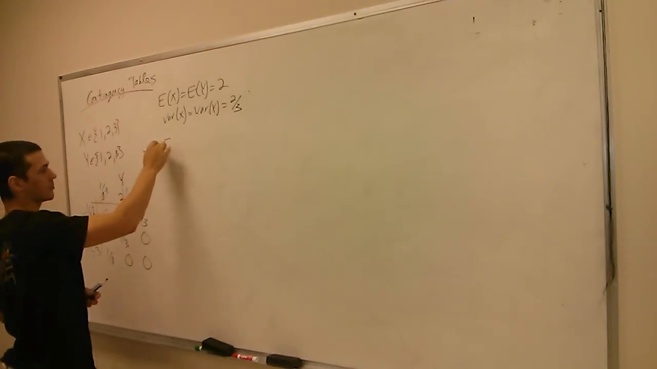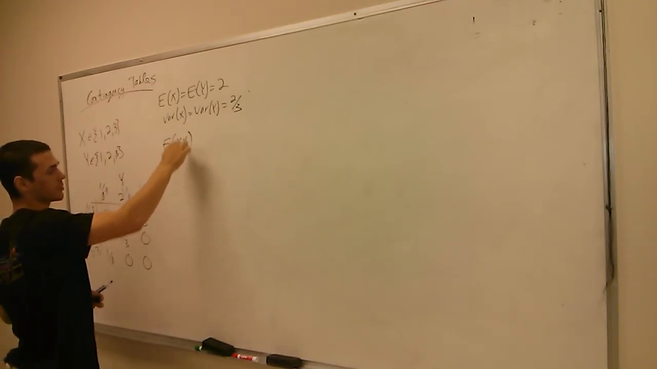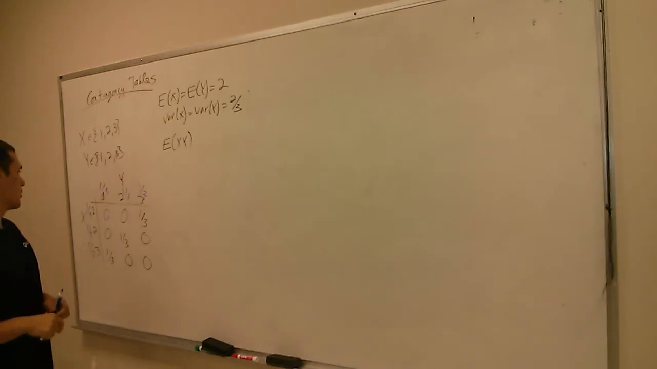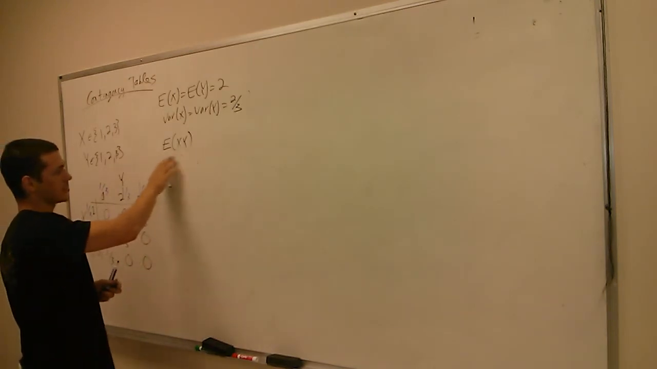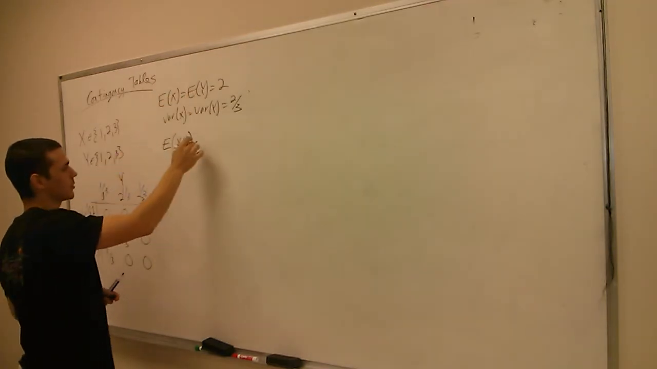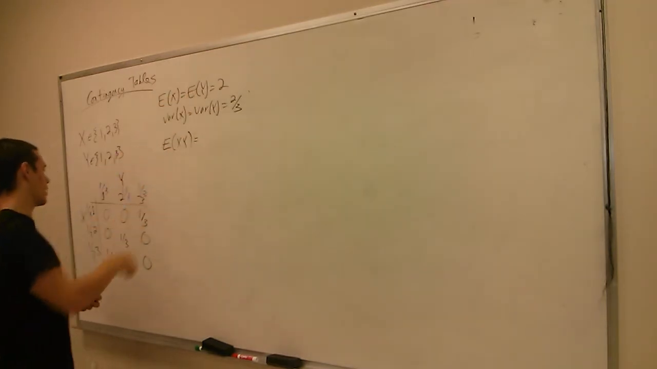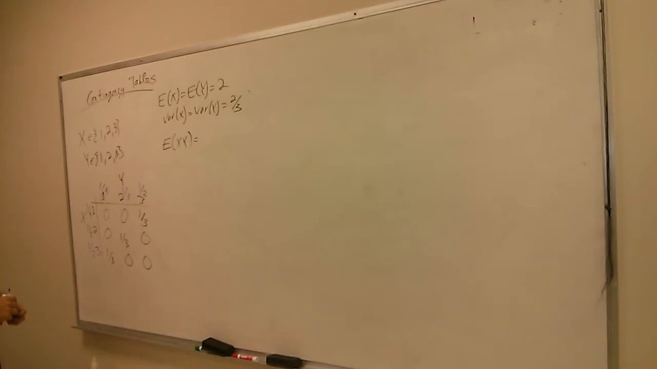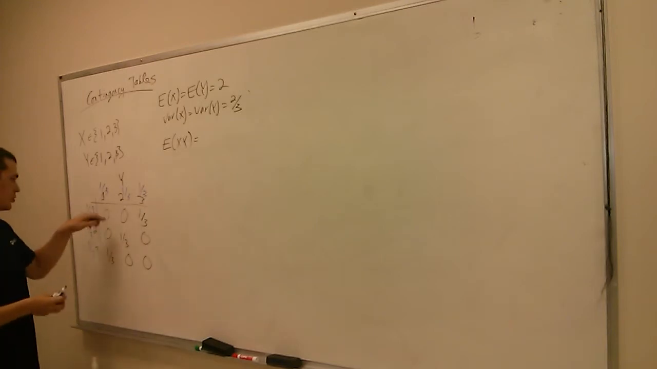Let's say we want to get the relationship between the two variables. So E of xy. So this together with this can give us the covariance. So let's compute this. So E of xy. This requires that we go to every single combination of x and y.